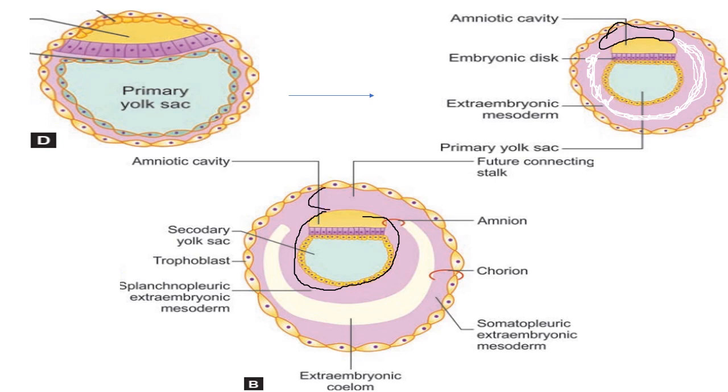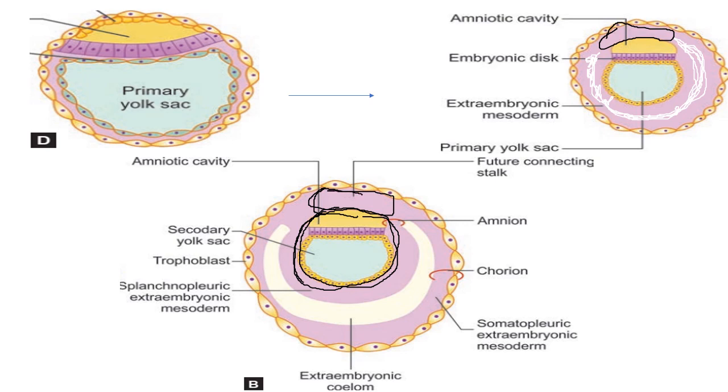So this part here is the connecting stalk of this structure, the bilaminar germ disc, this circular structure that we have formed. So this part here is now being attached to these trophoblastic cells by the connecting stalk.